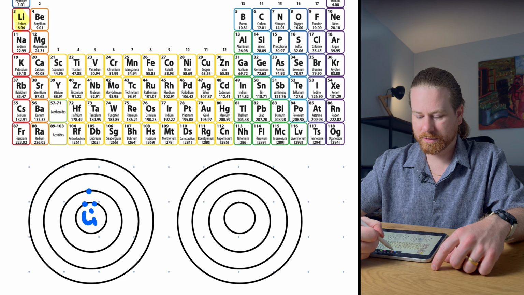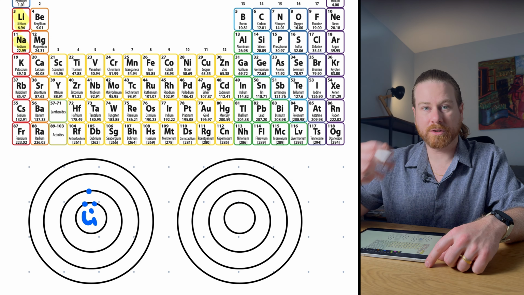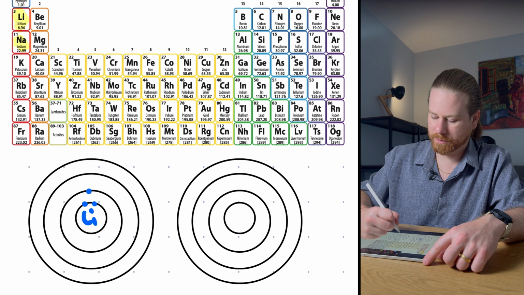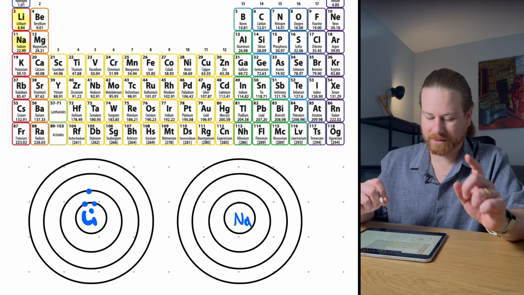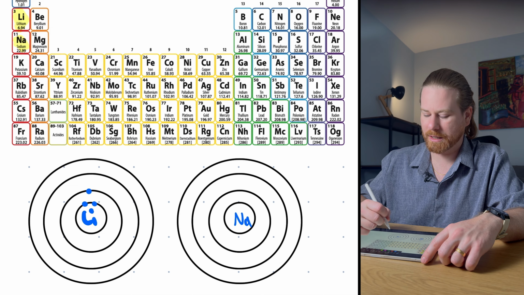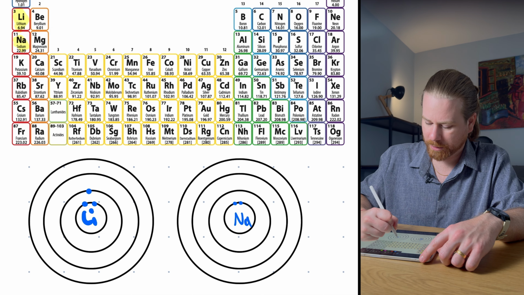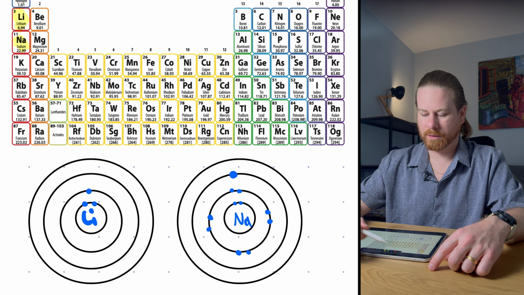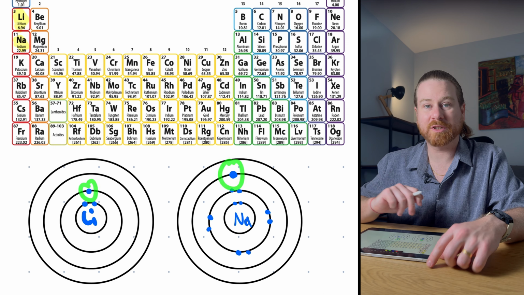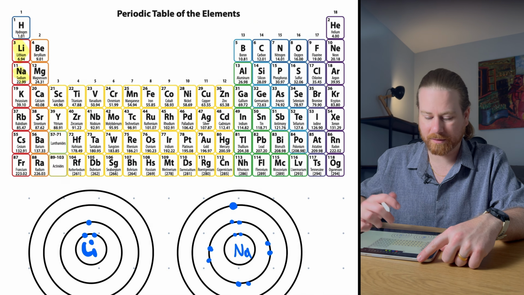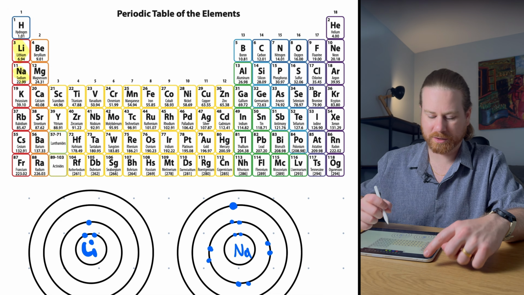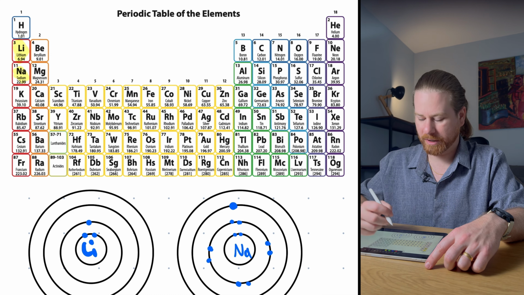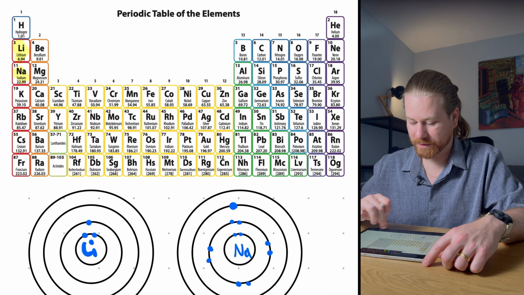Let's do the same again for sodium, being in the same group. Sodium, Na, has 11 positive protons, so therefore it has 11 negative electrons. So 1, 2, 3, 4, 5, 6, 7, 8, 9, 10, 11. So we can see that both elements have 1 electron in their outer shell, and can you believe it, they are in group 1. So if we did the electronic configuration for any of these elements here, we would find 1 electron in the outer shell.